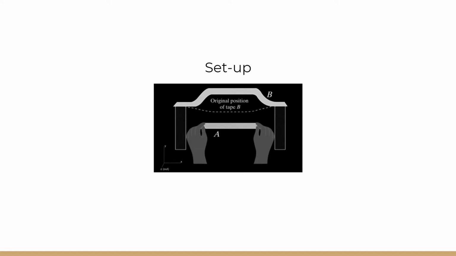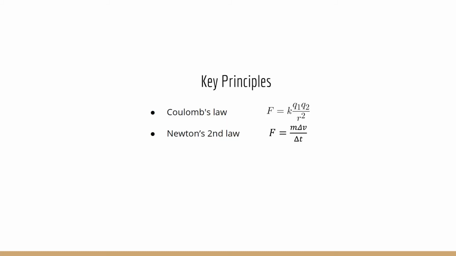The setup is as shown in the image here. The two ends of tape B are attached to two books, and tape A is used to repel tape B. With tape B motionless but still being repelled by a charged tape A, two fundamental principles can be identified here: Coulomb's law and Newton's second law.